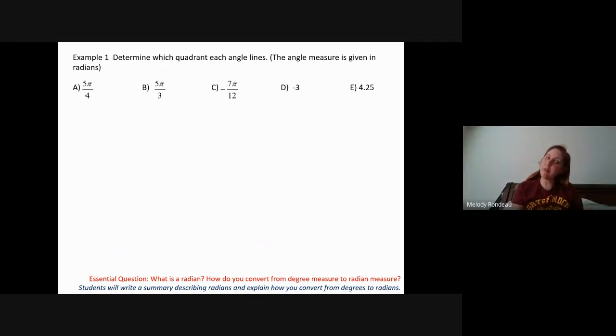So you can cheat and go back to your little circles and figure out where 5 pi over 4 is, or I'm going to have us practice drawing it. So we're always going to start with the x-axis. Here's 0, pi, and 2 pi. This right here tells me to take pi and divide it into 4 sections.